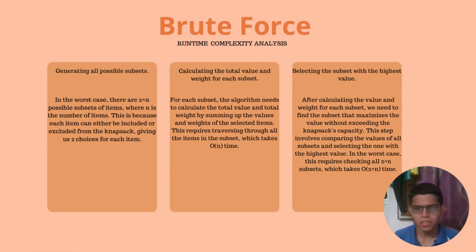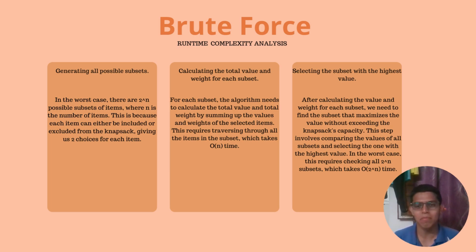So, this is the runtime complexity analysis for the brute force. The first step is generating all possible subsets. In the worst case, there are 2 to the power of n possible subsets of items, where n is the number of items. This is because each item can either be included or excluded from the knapsack, giving us 2 choices for each item.